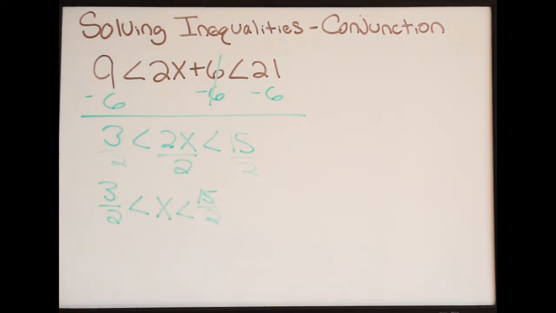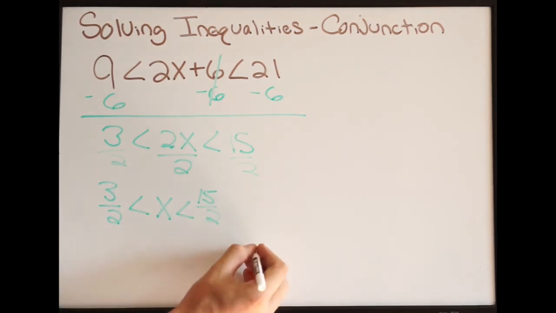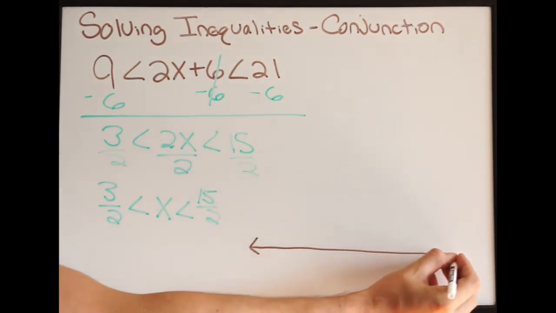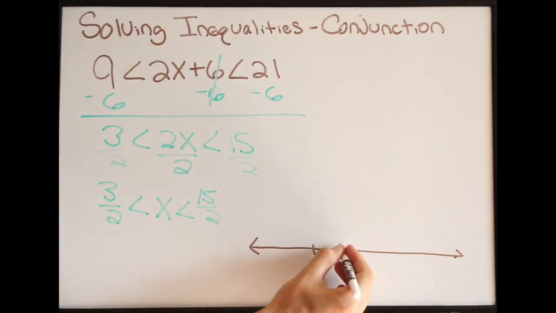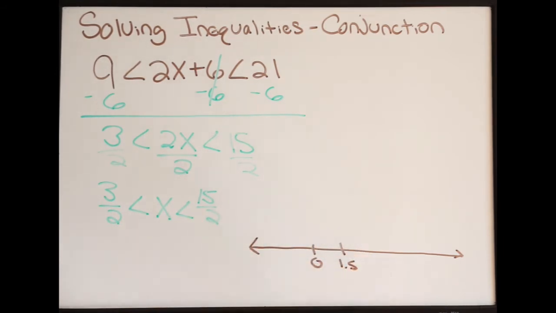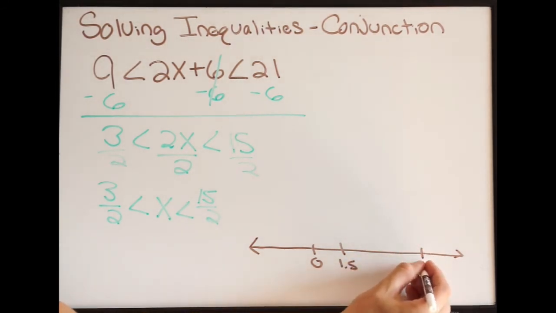So what we want to do here is go ahead and graph this now on a number line. So let's go ahead and create a number line so we can graph it. So just doing that out. So again, here's the 0. Now we said that 3 over 2 is 1.5, right? 15 over 2 is going to be 7.5.